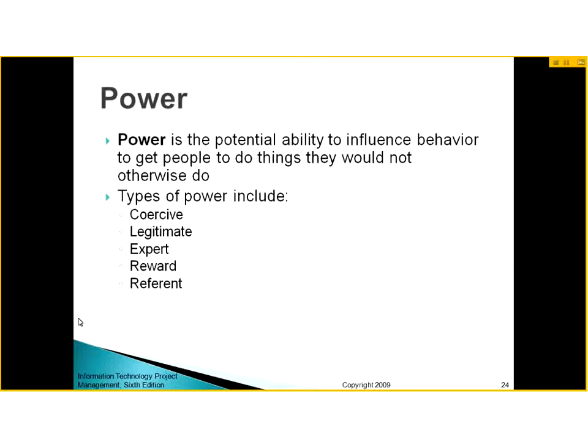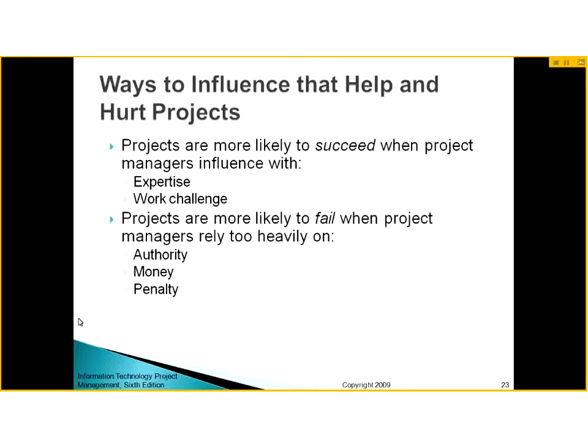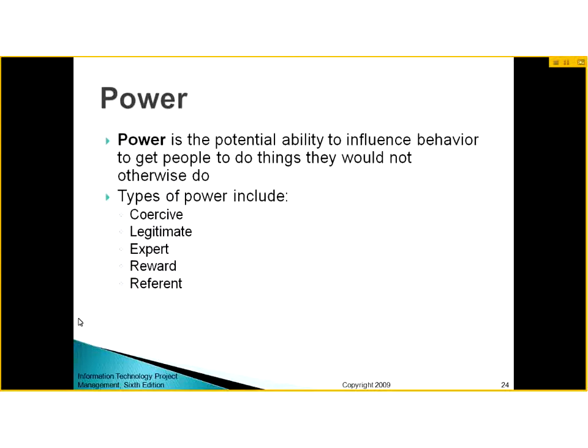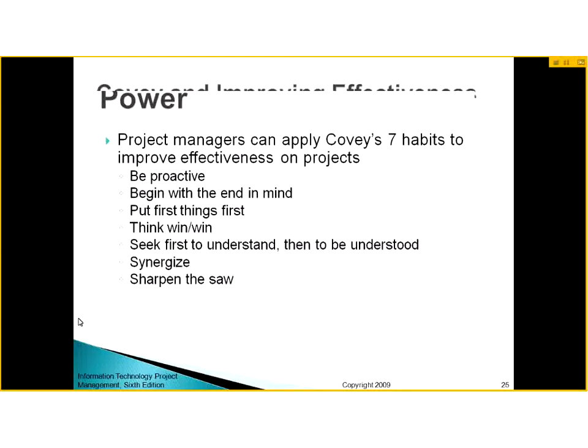So the indicators to tell whether the project is going to succeed or fail. To succeed if the project manager is using expertise and work challenge, and is likely to fail if the project manager is relying too heavily on authority, money, or penalty. Then these are the types of powers. Then these are Covey's 7 habits to improve effectiveness on projects.